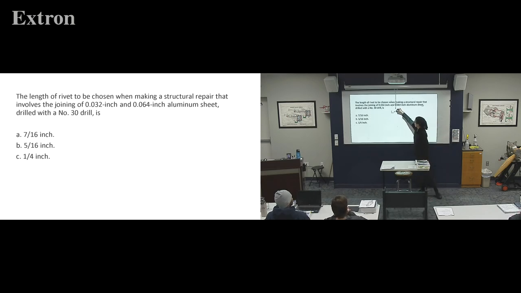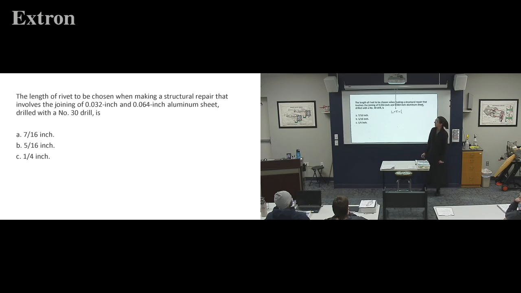But from here, it got kind of messy. And people had really cool, creative ideas. But this is a tricky one because it doesn't specifically tell you the exact size of the rivet. But it gives you information that you can figure it out. Is that like the grip? Yes. The total thickness of the material, 32 and 64 together.